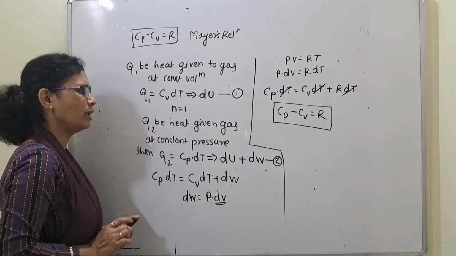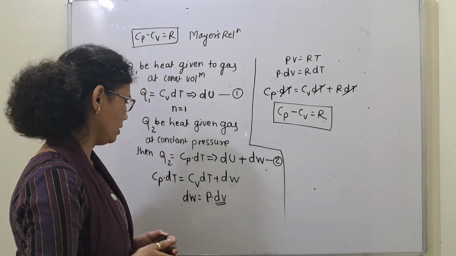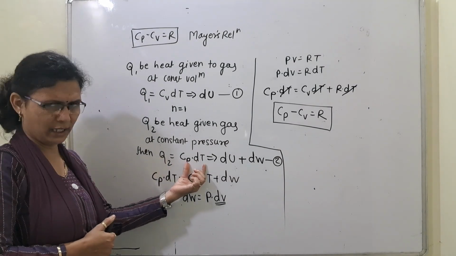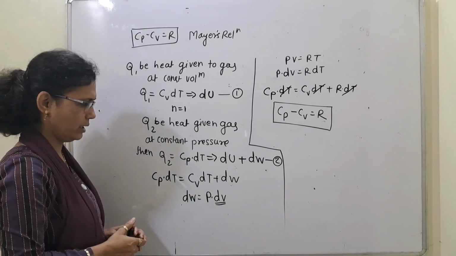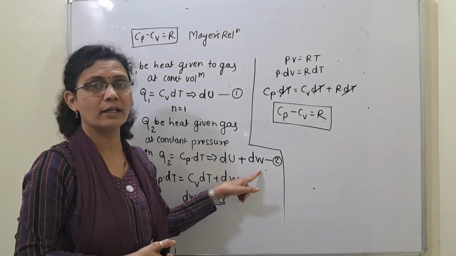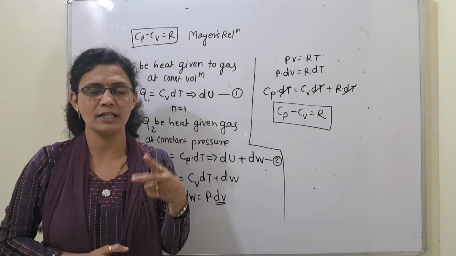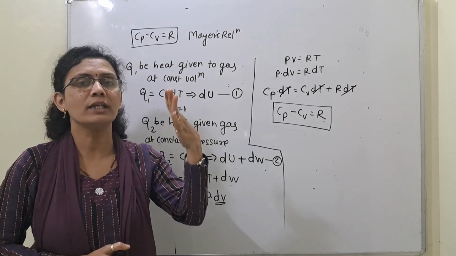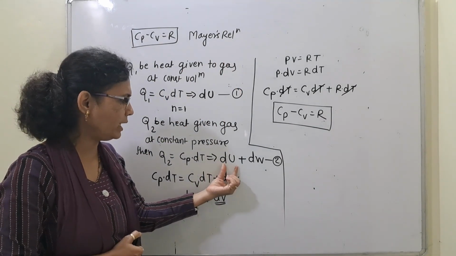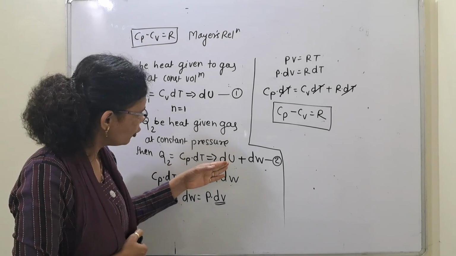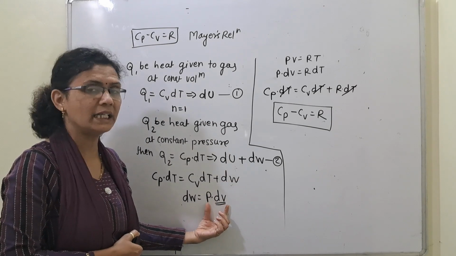Now if Q2 is the heat given to the gas at constant pressure, then Q2 is nothing but Cp dt because it is at constant pressure. Therefore, Cp into dt can be given as du plus dw. Here at constant pressure, the heat supplied is used for two things: to increase the internal energy and to do some work. Therefore, the formula will be du plus dw. Let's put that value of du from equation number 1, and in place of dw that will be P dV.